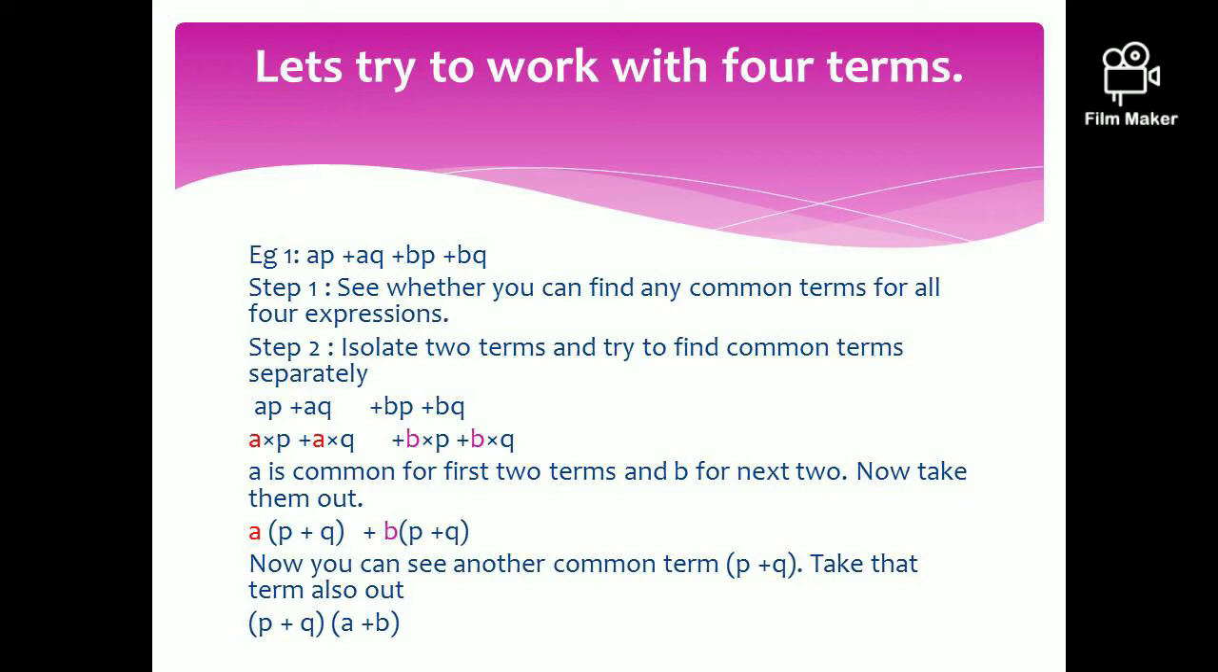From these terms you can understand that from AP and AQ, A is common, and from BP and BQ, B is common. If you take A out from the first 2 terms, you get A times P plus Q, and if you take B out from the second 2 terms, you get B times P plus Q. Therefore, P plus Q becomes common again for this expression. Then if you take this P plus Q out, you get P plus Q times A plus B. It is the complete factorization of the first expression.